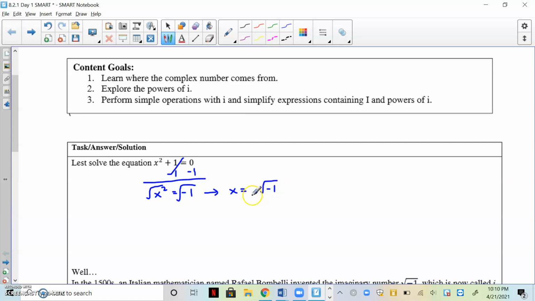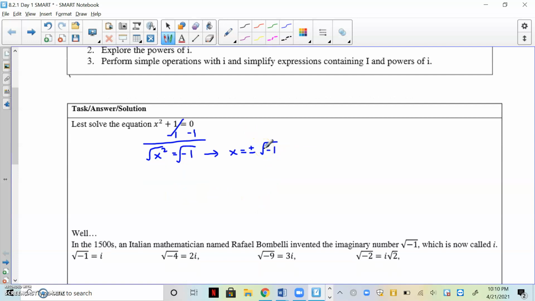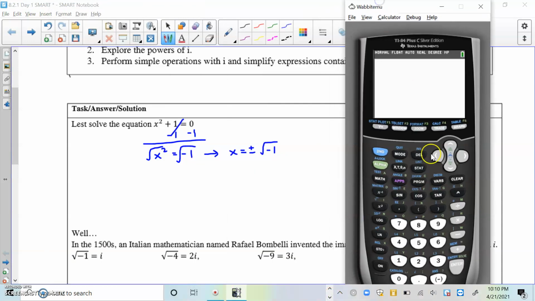Technically, when we square root something, we end up with a positive and a negative answer, so I'll throw that in there. We can't really go anywhere from there, because when you try to take the square root of -1, and I'll demonstrate that in our calculator, you end up with an error. It says non-real answer. Let's try any old random number. How about -5? Sure enough, we get another error message.